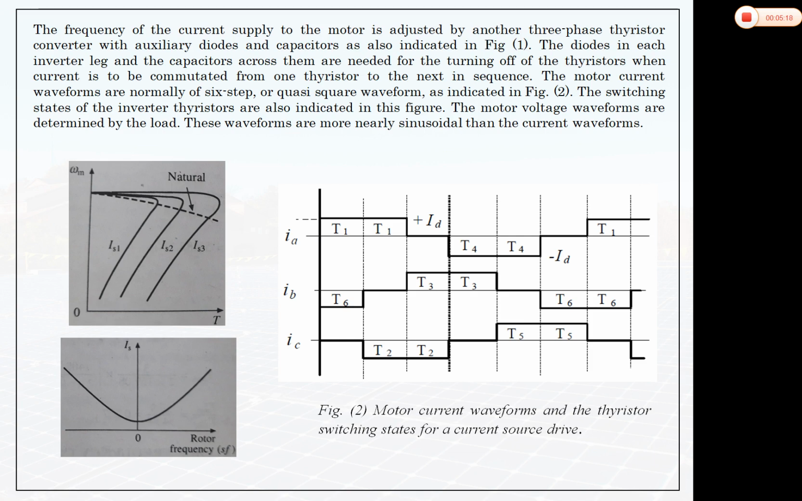Again, in PWM you will see that these low order harmonics will be eliminated. So this is the stepped wave operation of a current source inverter fed induction motor drive. Similarly, you can have a pulse width modulated inverter for induction motor drives that is fed from the current source inverter.